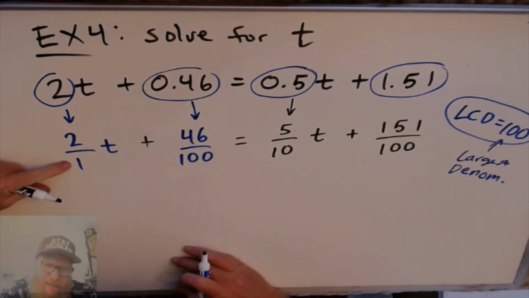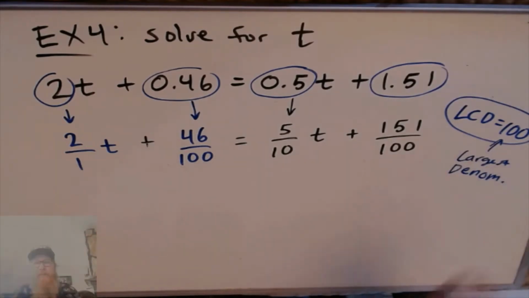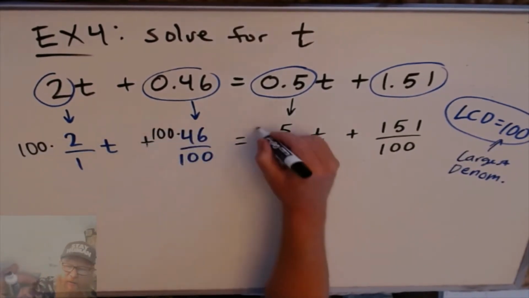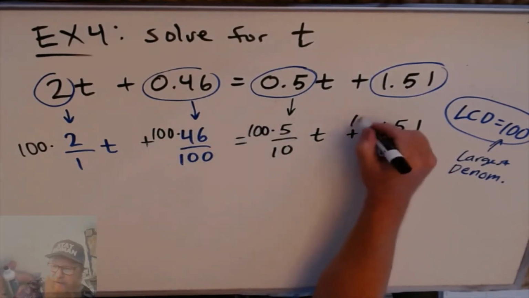Because if the LCD was 1, well then that means there's no real decimals in the problem, right? So in this problem, it's 100. So we are going to multiply all of our fractions by 100.